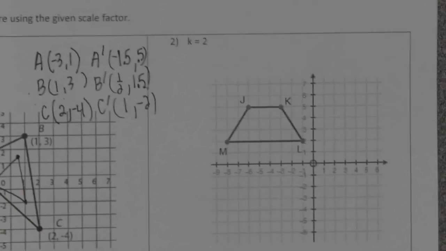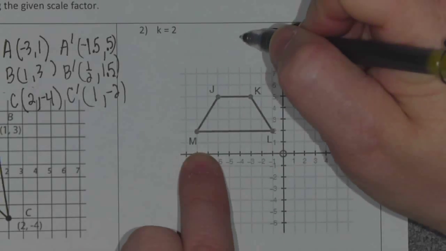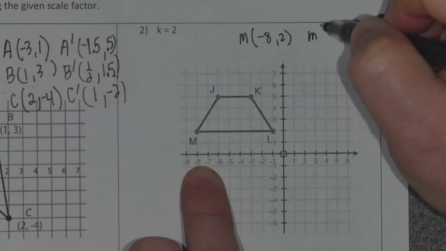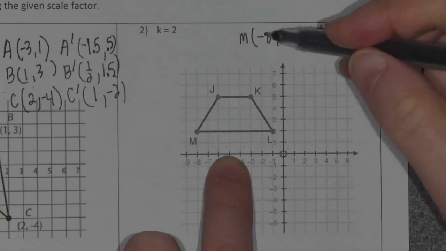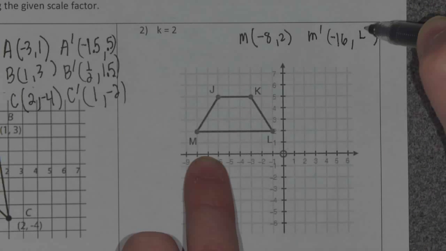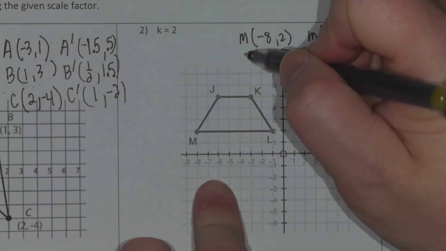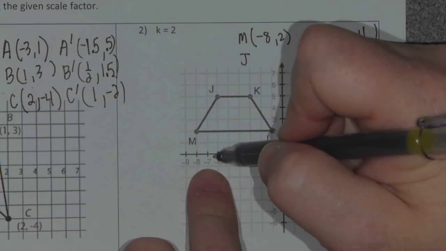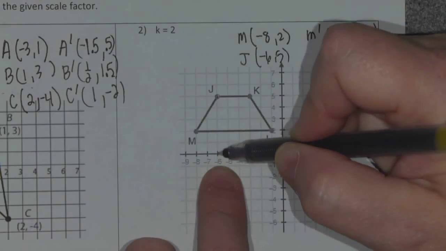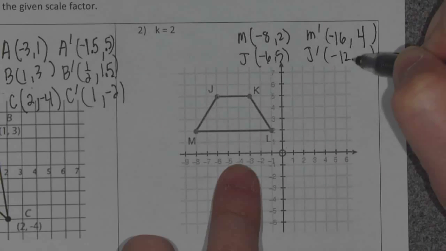All right, last one, then doing the same thing. This time my scale factor is 2. So I'm going to find my ordered pairs and I'm going to multiply them by 2. Let's start with M. M's ordered pair is -8, 2. So what is M prime going to be? -16 and 4, right? That's going to be clear off my graph, so let's see if we can find the other ones. J's going to be -6, 5 for its original. So what's J prime going to be? -12 and 10.